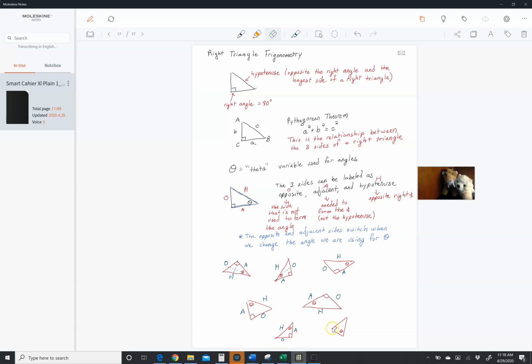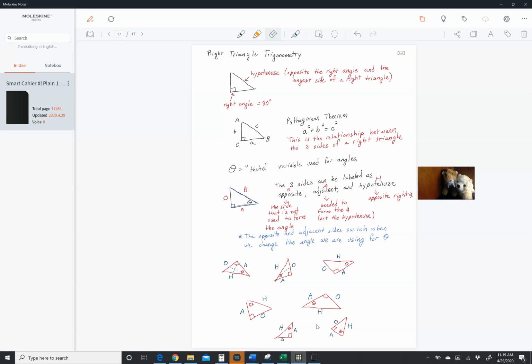Here, we have this side here. This side uses both theta and our right angle. So that side is the adjacent. This side is our hypotenuse. And the side that's left over next to our right angle is the opposite. Okay, so this is how you label your right triangles.